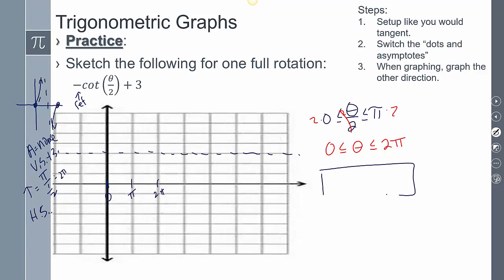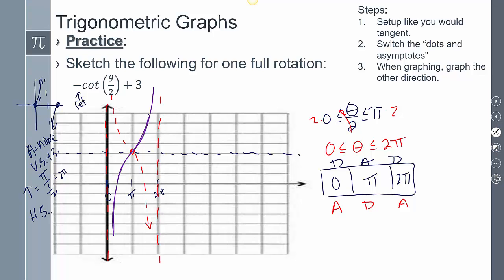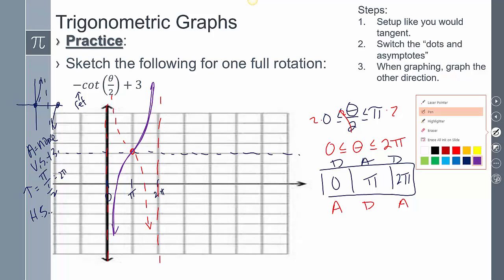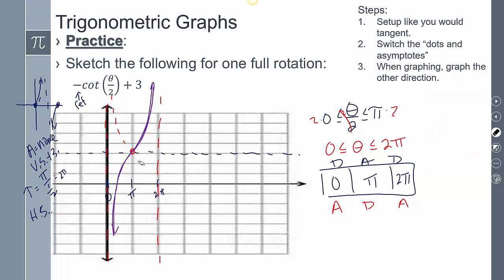And so here I have 0, I have 2 pi, that means that's pi. And so instead of dad for tangent, I need to switch the dots and asymptotes, so it's asymptote, dot, asymptote. And then step 3, I normally need to graph it in the other direction, and so it's going to be graphed like this. But because of that negative, it imposes a reflection, and so that's going to reflect. And so that's going to be my graph there. And I'll get rid of this just so it makes it a little neater.